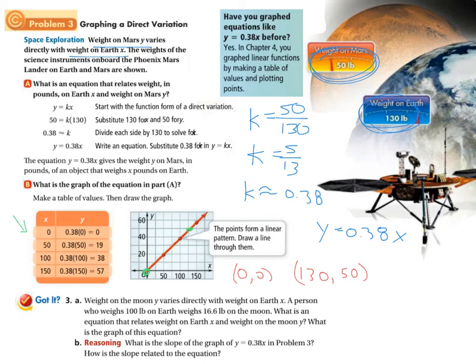Or what you could do is what they do, which is make a table and say, now that you know this equation, you can pick some values for x, plug them in, and find out what your matching values for y are, and you can make an ordered pair of this comma that and plot them.